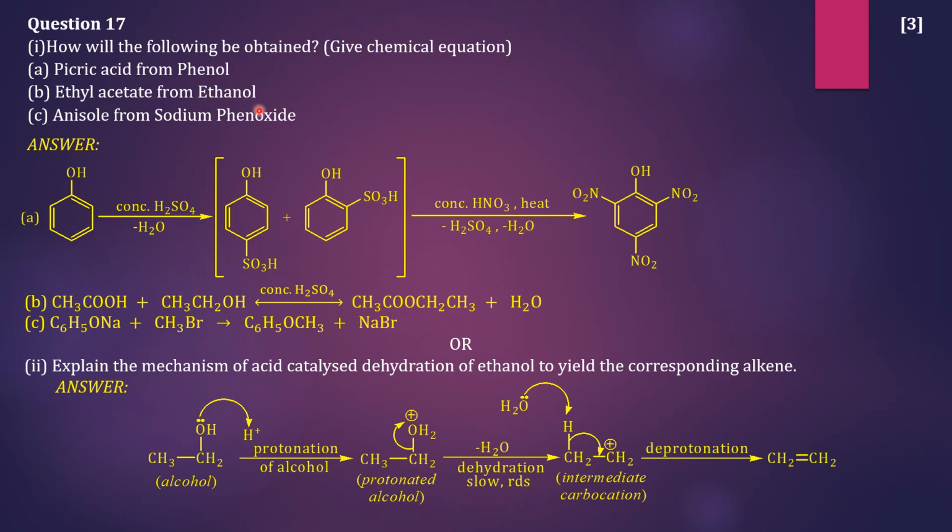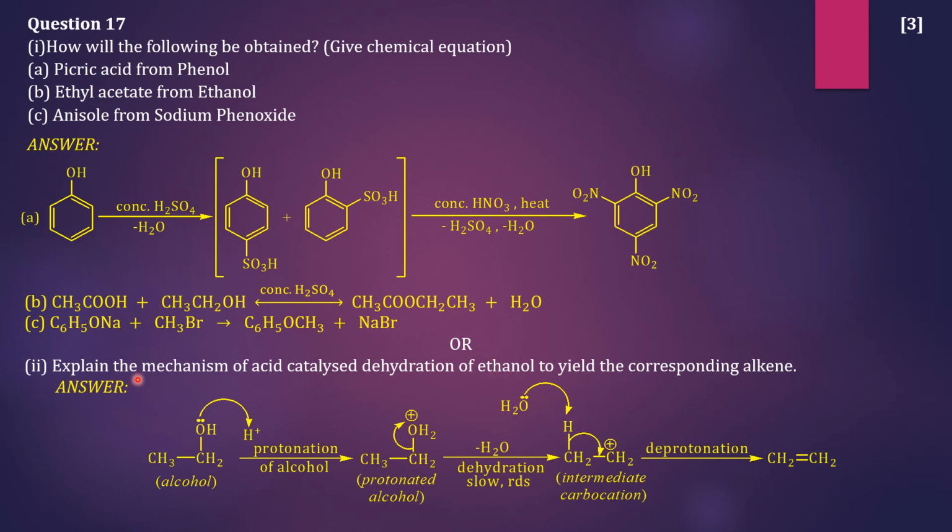Ethyl acetate from ethanol, that is simply esterification reaction. Due to some technical error, I could not give the correct reversible sign here. You will give the correct reversible sign, and you know that concentrated H2SO4 is used as a catalyst here, that gives you simply ester and water. This is a reversible process. Okay, give proper reversible sign here. Third one is anisole from sodium phenoxide, that is simply your Williamson synthesis. So phenoxide plus methyl bromide will give you anisole and sodium bromide.